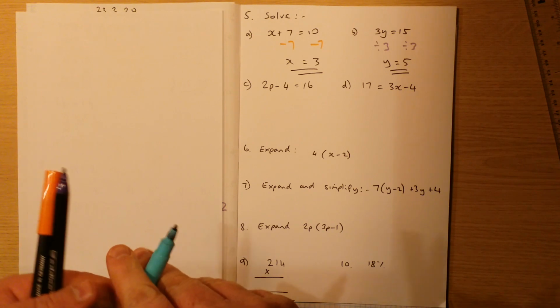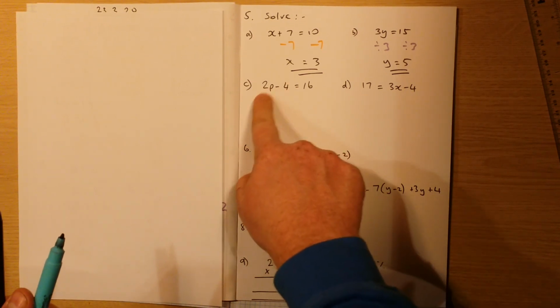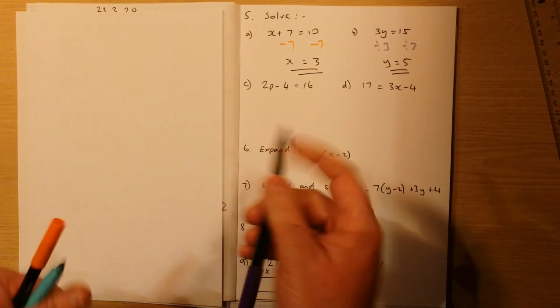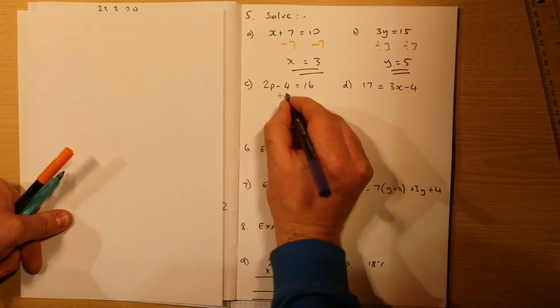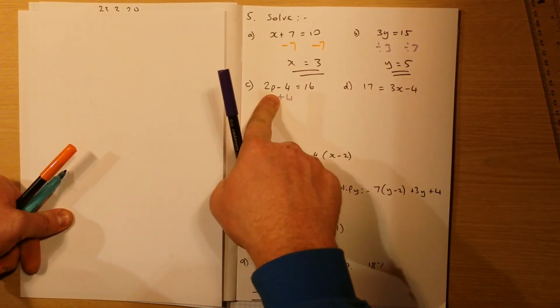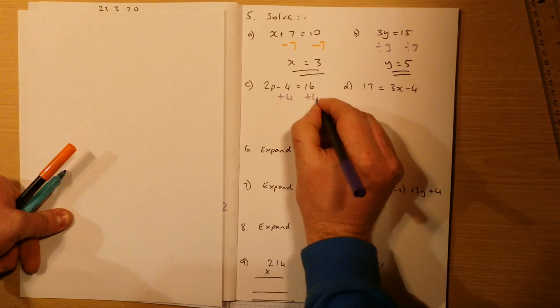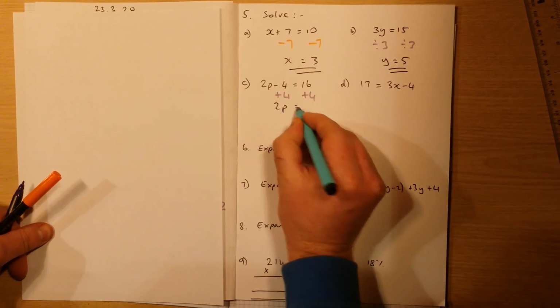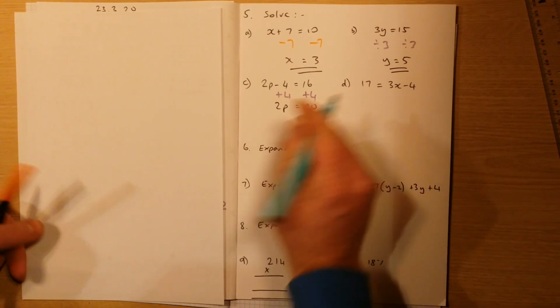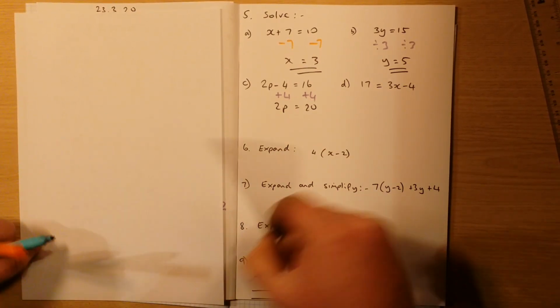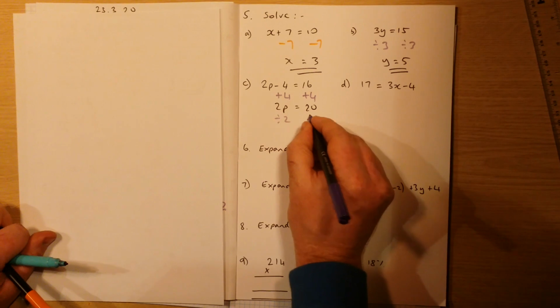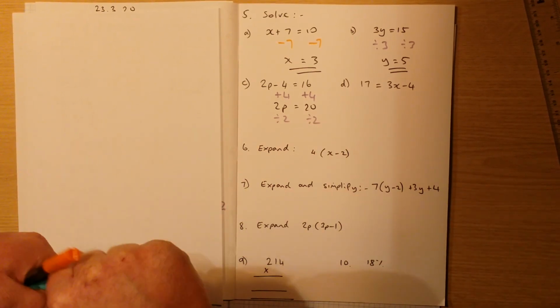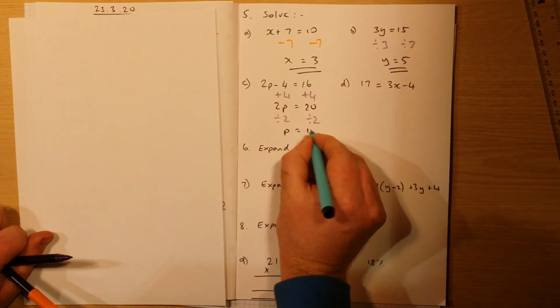Question 5c. This time, I've got 2 steps that I need to take. So the first one is that I have to get rid of that 4. Because it's a minus 4, I'm going to add 4 to both sides. So that leaves me with 2p is equal to 20. Then I can divide both sides by 2. And I end up with p equals 10.